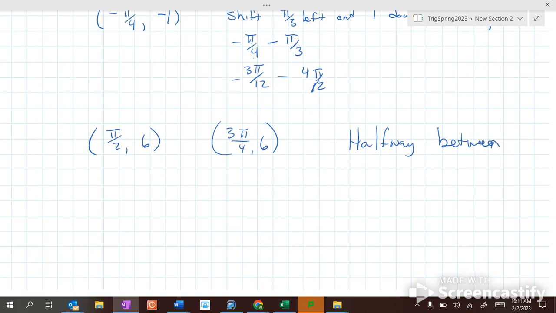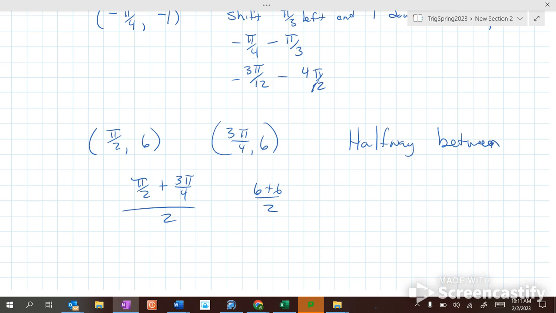I want to find a point halfway in between those 2 points. To find a point halfway in between pi over 2 and 3 pi over 4, we add them up and divide by 2 because it's the average. Halfway in between is the average. So you take pi over 2 plus 3 pi over 4 divided by 2. And then 6 plus 6 divided by 2.